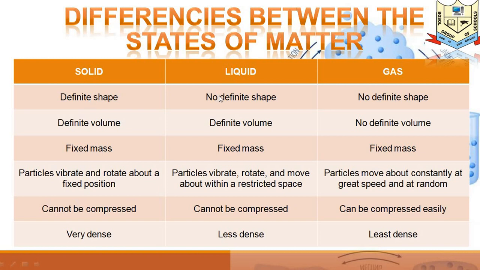But when we're talking about liquids, they don't have a definite shape, because changes in temperature change the states and the shapes of liquids. And also when we come to gases, no definite shape also. They also don't have definite shape.